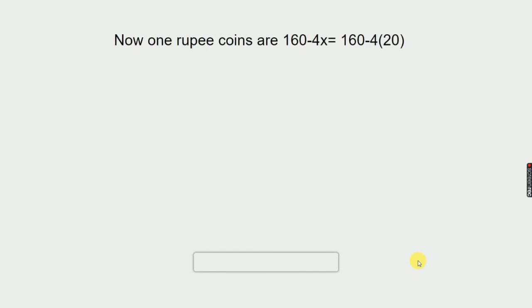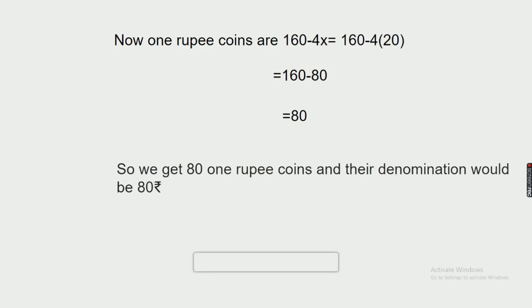Now finding the number of 1 rupee coins. The number of 1 rupee coins was 160 minus 4x. 160 minus 4 multiplied by 20. 4 multiplied by 20, we got 80. 160 minus 80 is equal to 80. It means the number of 1 rupee coins was 80. And their denomination, we can easily find out, is 1 multiplied by 80, that is equal to 80 rupees.